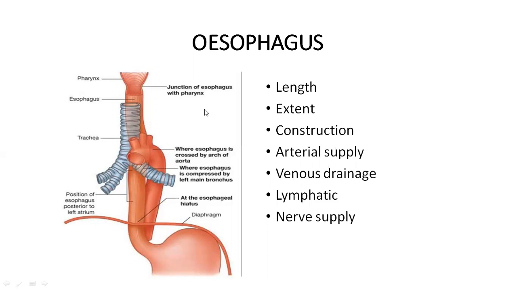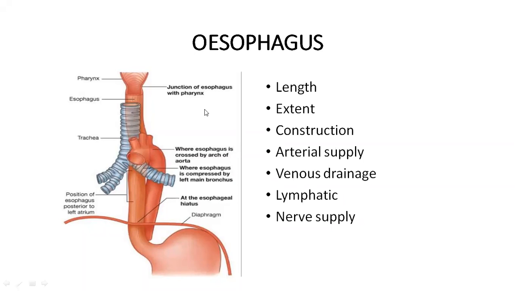Exactly where it starts is the lower border of the cricoid cartilage. It starts at the lower border of the cricoid cartilage, passes down, and ends at the cardiac end of the stomach at the level of T11. Remember T11.